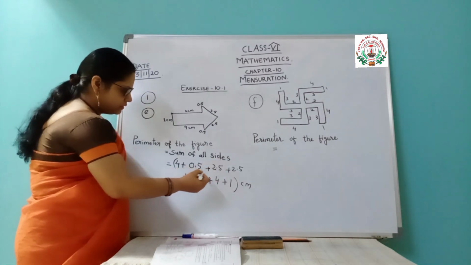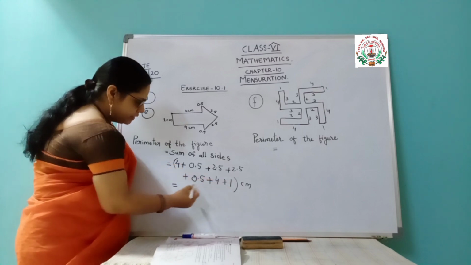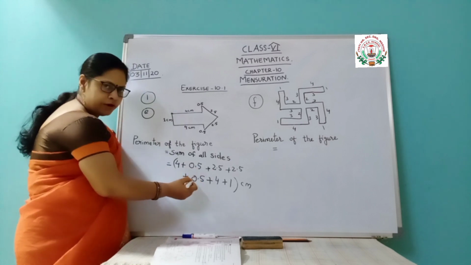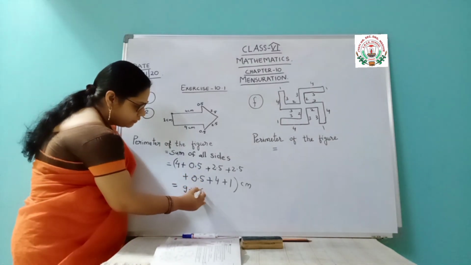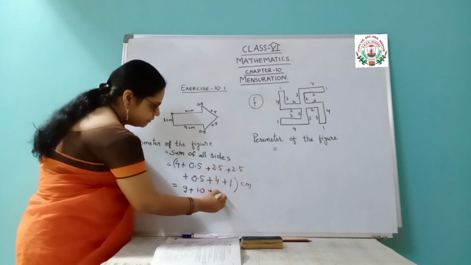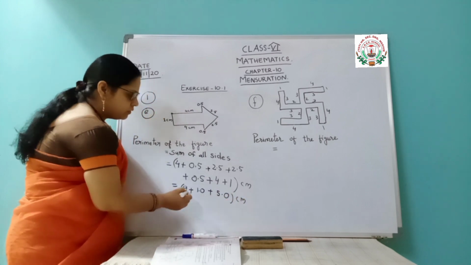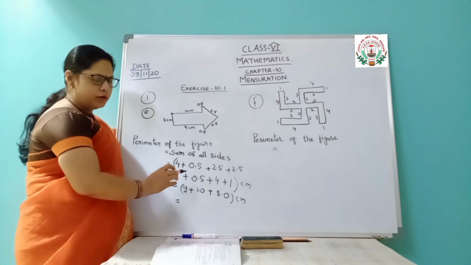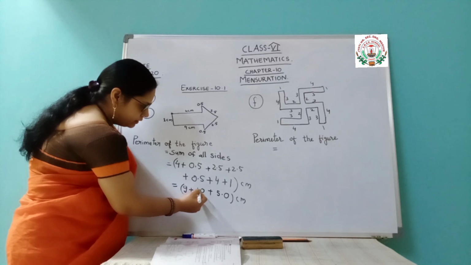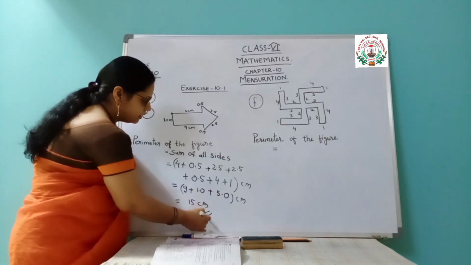Now add the decimal ones first. This is 4 and 4, 8, and 1, 9. This is 9. And 0.5 and 0.5, 5 and 5, 10. That is 1.0. And 2.5, 2.5, that is 5.0. Don't ask how, you just do that in rough. You have studied it in the lower classes. Then 9 and 1, 10, 10 and 5, 15. 15 centimeter is the answer.